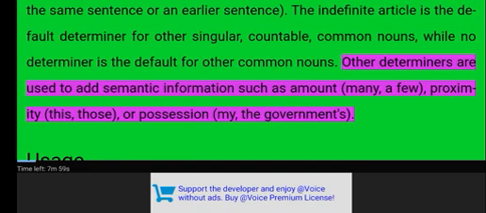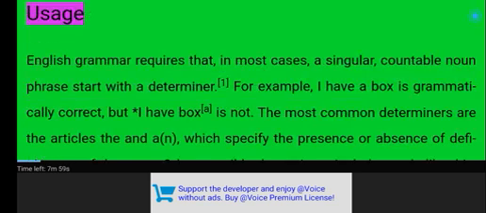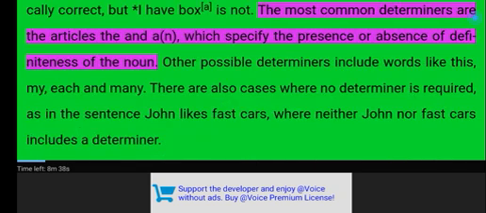Other determiners are used to add semantic information such as amount ("many," "a few"), proximity ("this," "those"), or possession ("my," "the government's"). Usage. English grammar requires that, in most cases, a singular, countable noun phrase start with a determiner. For example, "I have a box" is grammatically correct, but "I have box a" is not. The most common determiners are the articles "the" and "a," "an," which specify the presence or absence of definiteness of the noun. Other possible determiners include words like "this," "my," "each," and "many."